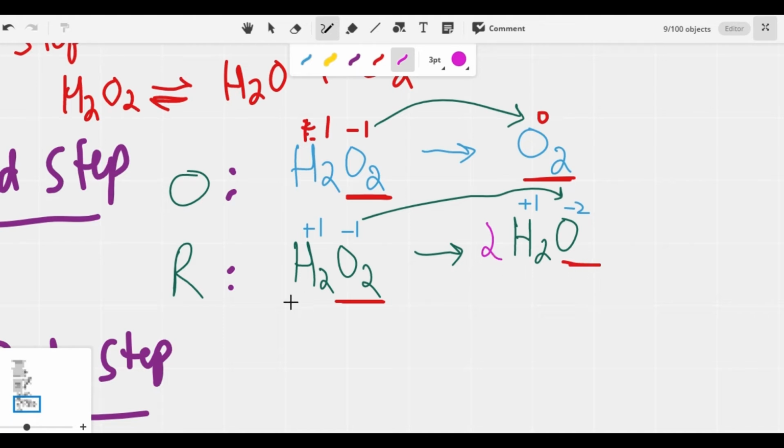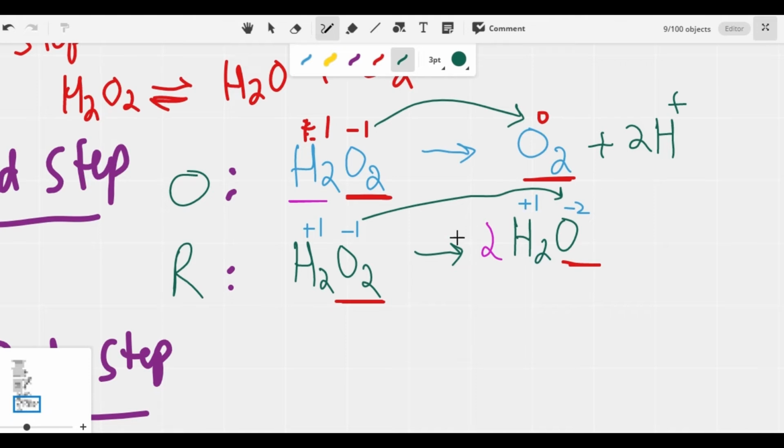Now you need to check the hydrogen atoms on both sides. In the first step, you can see that there are two hydrogen on the left side, the reactant side, but there is no hydrogen on the product side. So you need to add the two hydrogen on the product side.